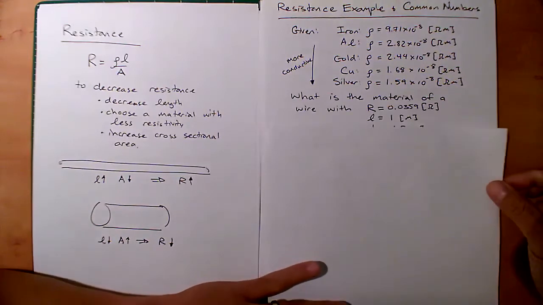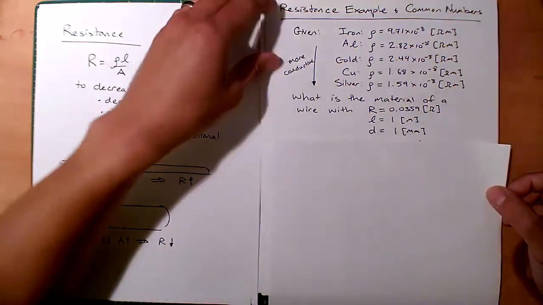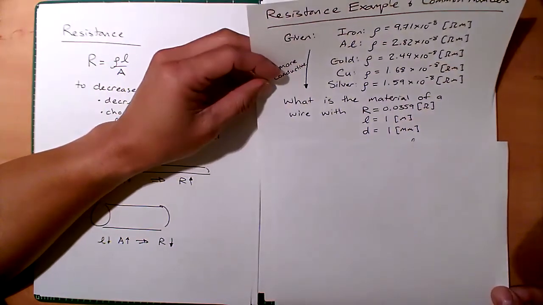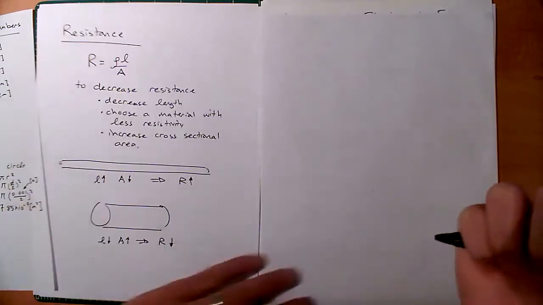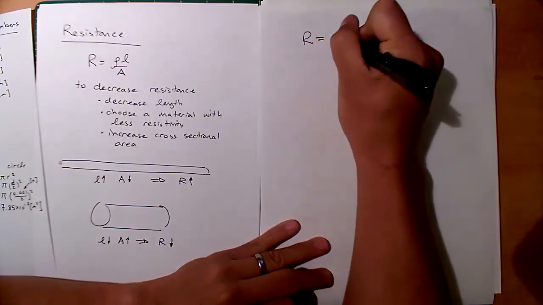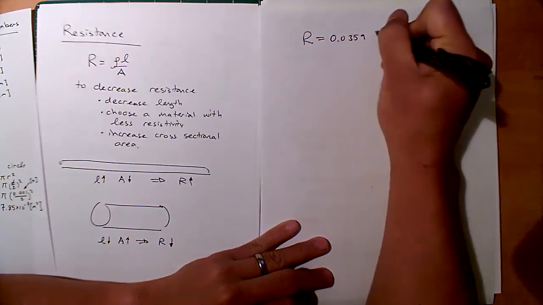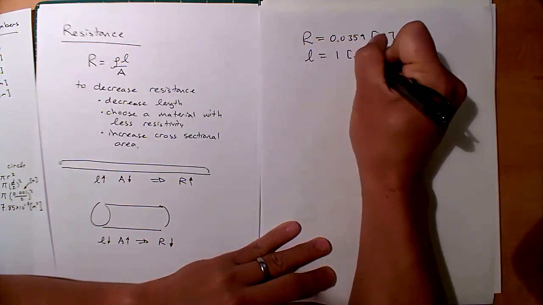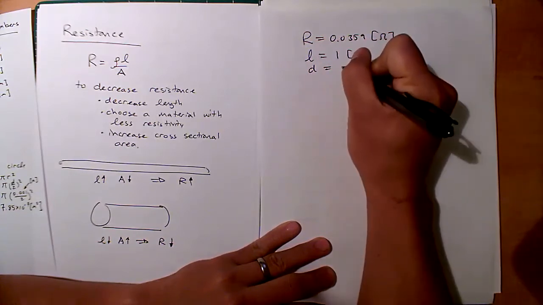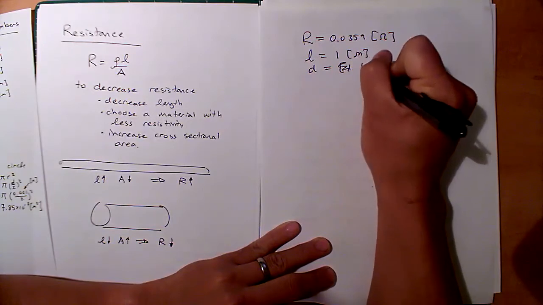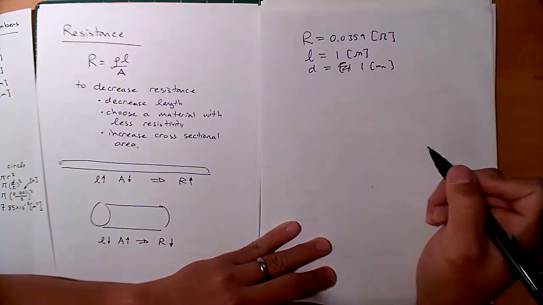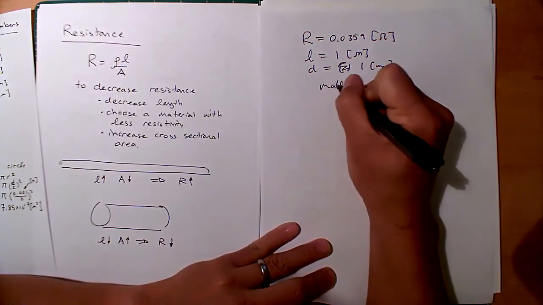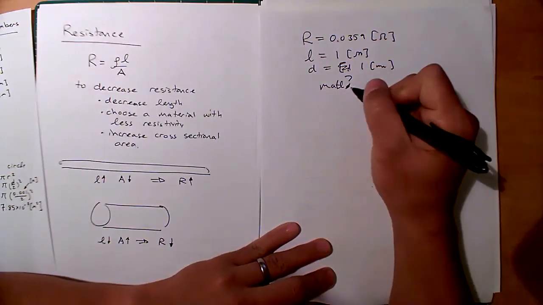Okay, here's an example. What is the material of a wire? I'll write this example out, so I'm going to pull this to the side. Let's say we have R equals 0.0359 ohms. And let's say the length is 1 meter and the diameter is 1 millimeter. So the question asks, what is the material of this wire?